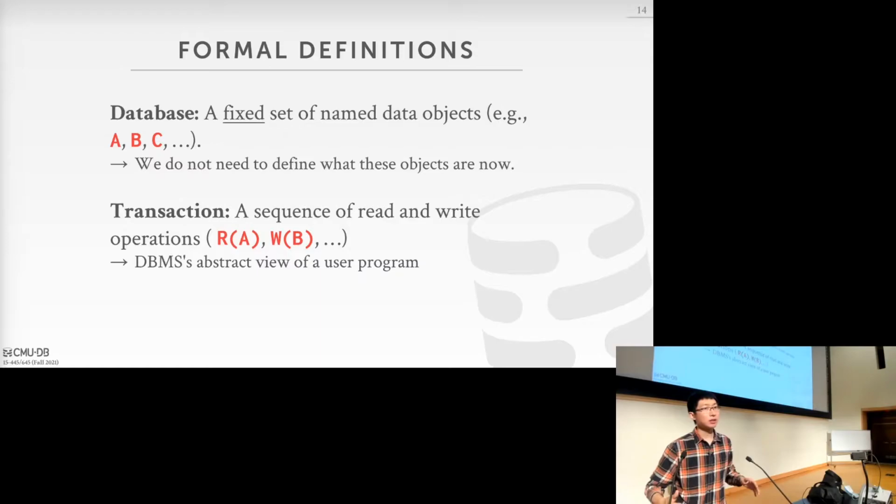But practically and generally speaking, in most systems the transactions operate on these objects at the tuple level, even though the transaction concurrency control algorithm doesn't really care. Most systems just operate at the tuple level, since that's the natural way to do it. And then we are going to define a transaction as just a sequence of read and write operations on these objects, denoted as read on A, write on B, etc.